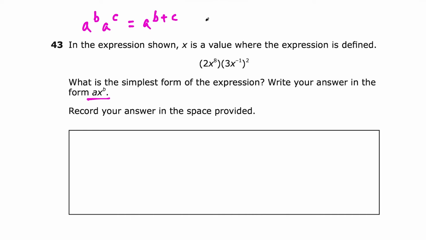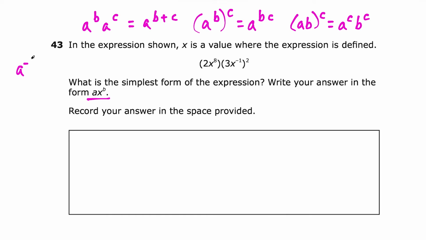If I have something like a to the b to the c power, this I could express as a to the b times c. All right, and there's some other rules too, where if we have something like ab to the c, this could be simplified by doing a to the c, b to the c. And then, of course, I'm running out of space here, but if I have a negative exponent, let's say I have a to the negative b, this I could write as 1 over a to the positive b. Okay, so these are all the things we want to keep in mind as we're doing these questions.